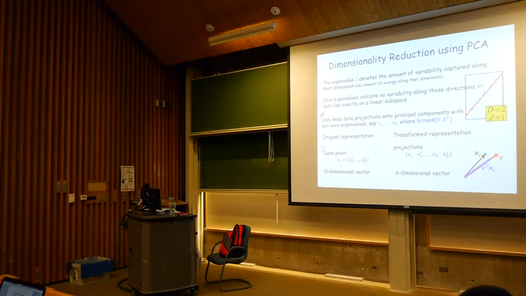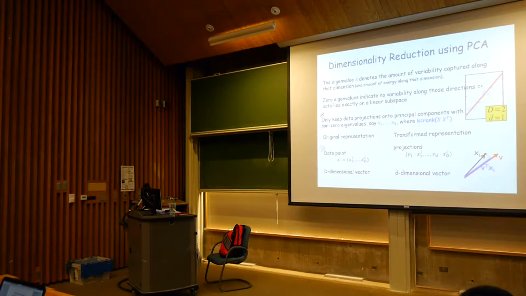Now, obviously, if we get 0 eigenvalues, they indicate no variability along those directions. That means the data really lies in a lower dimensional subspace compared to the ambient space. For example, if the rank of the sample covariance matrix is k, we know that only the first k eigenvectors have non-zero eigenvalues. So we want to represent the data using only k axes, and we're going to get rid of the eigenvectors with 0 eigenvalues.